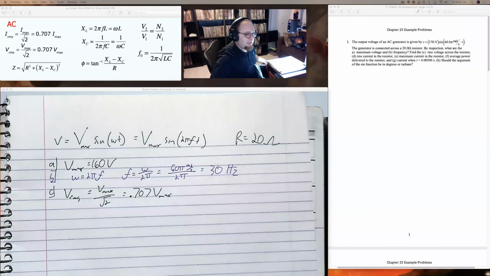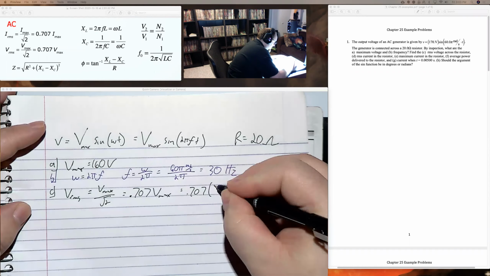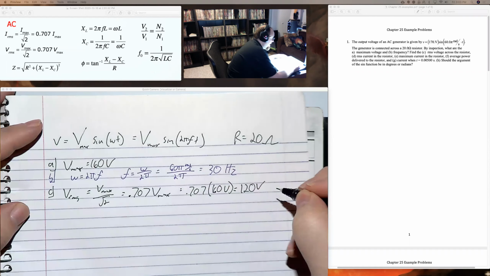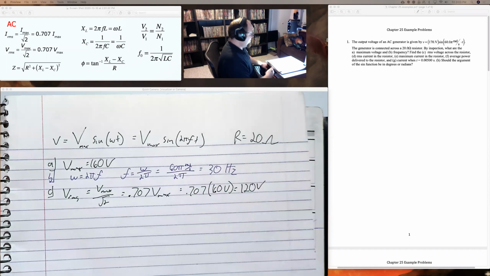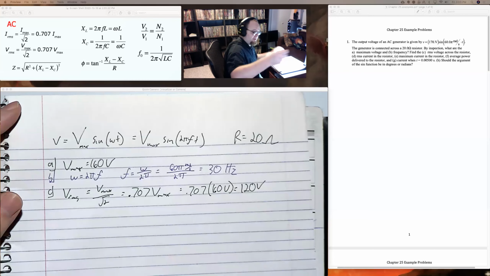And so what I'll say, so I just realized something. Let me check something real fast. Okay, good. I'm good. It's just 0.707 times 160 volts, which is 120 volts. And if you say you have a 120 volt outlet, that's actually what it's doing. That's the RMS voltage. 160 volts would be the voltage in the wall.